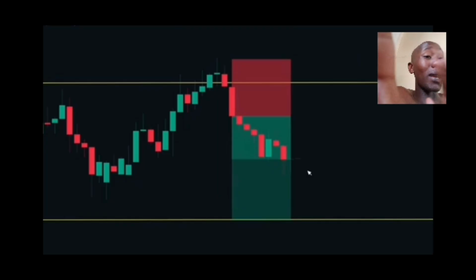This is not the best entry because the risk is high, and the moment you take an L, you'll want to take a revenge trade. Why? Because you lost a lot of money, so you'll want to retrieve the money that you have lost, and that's not how you have to trade. You have to have an edge.